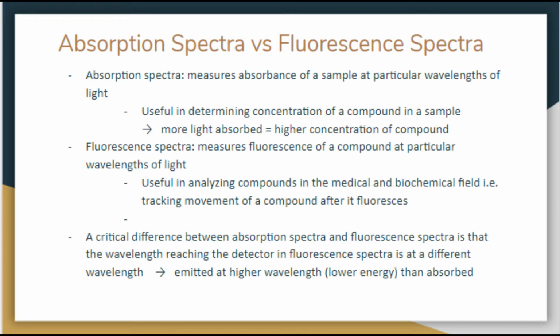On the other hand, fluorescence spectra involves measuring the fluorescence of a compound at particular wavelengths of light through excitation of electrons. This is useful in analyzing compounds in the medical and biochemical field, such as tracking movement of a compound after it fluoresces. A critical difference between absorption and fluorescence spectra is that the wavelength reaching the detector in fluorescence spectra is a different wavelength than the initial light. It is emitted at a higher wavelength and lower energy than its original input.